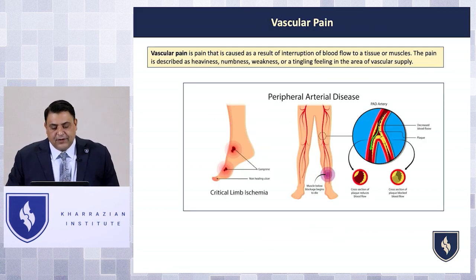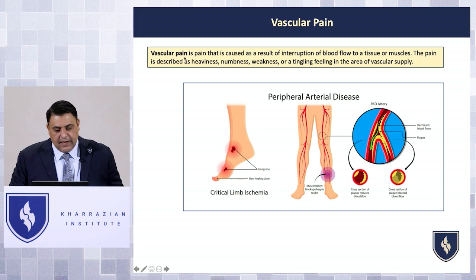And then you have vascular pain. So vascular pain is caused as a result of interpretation of blood flow to tissue or muscles. The pain is described as heaviness, numbness, weakness, or a tingling feeling in the area of vascular supply.